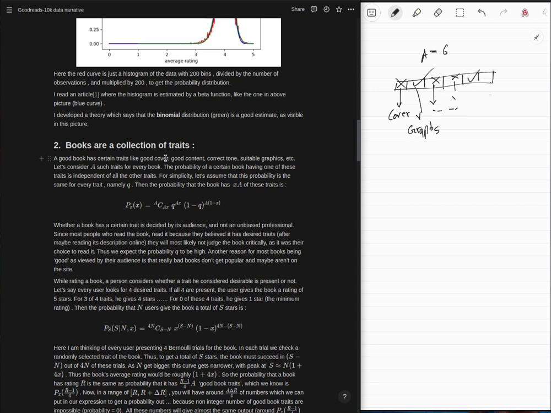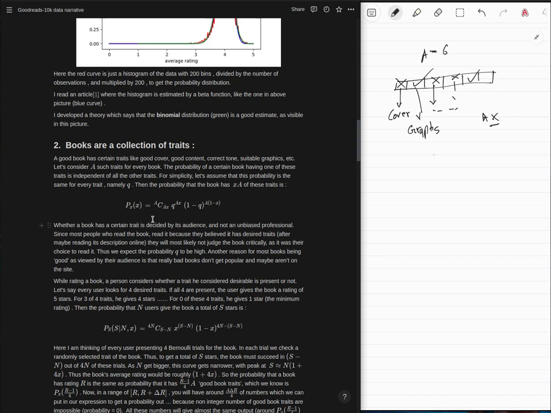What's the probability that you're going to get, say, K crosses or K correct marks? So instead of K, let's just use A times X. X would be the fraction of good traits that you have in your book out of all the good traits that you could have. So that probability is just given by the binomial distribution.